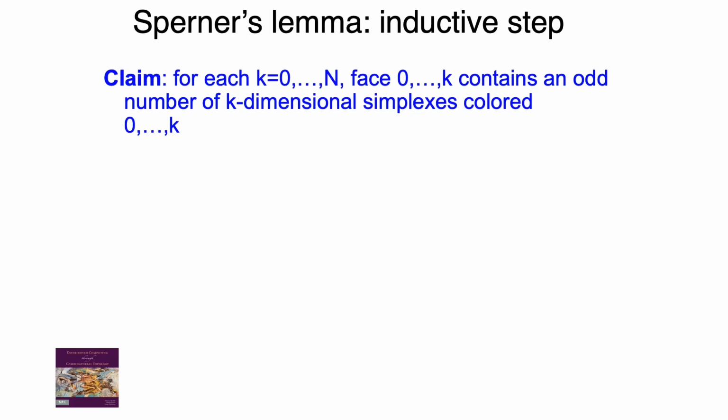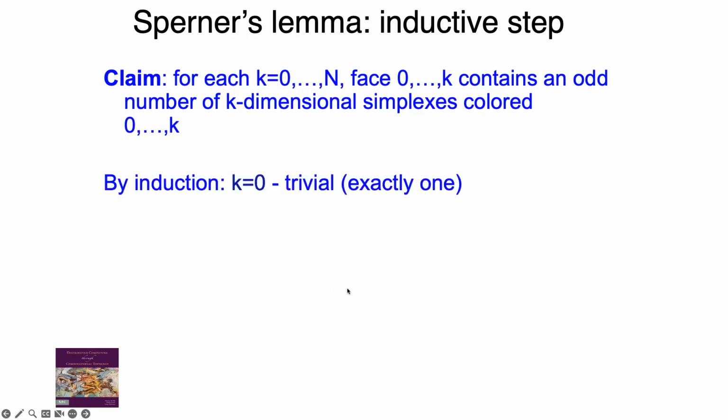Now, k equals 0 is trivial. Exactly one vertex is there. By Sperner coloring it has exactly one color, so it is fully colored. With k equals 0 we have k plus 1 colors. Good. A more interesting case is k equals 1.